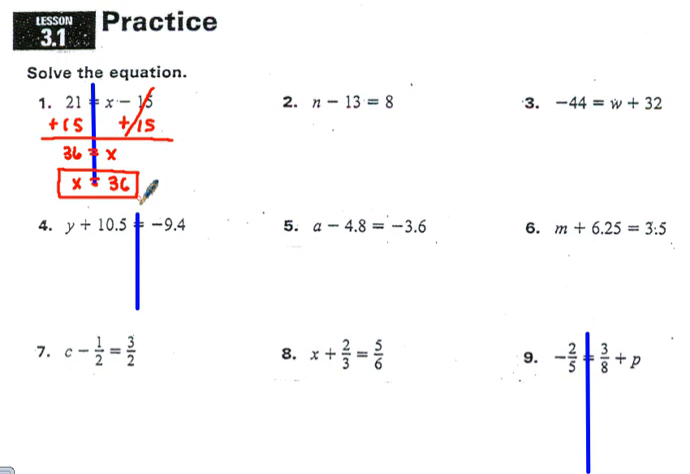Number 4, let's take a look at that one. Notice that y is on the left side of the equal sign, so we're going to eliminate the 10.5, and that 10.5 is being added on, so to undo that we are going to subtract the 10.5. And since we subtracted from the left, we should subtract from the right.